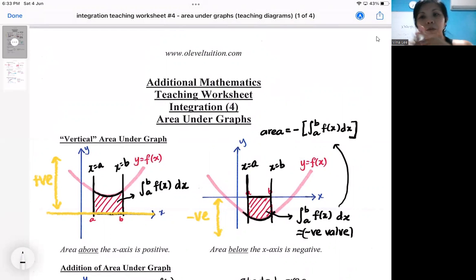So you actually need to know when area is positive or when area is negative. You are supposed to calculate them separately. If you have no awareness of positive area and negative area, you are just going to calculate them in one shot, and then everything will be wrong. So you need to separate out positive area and negative area.